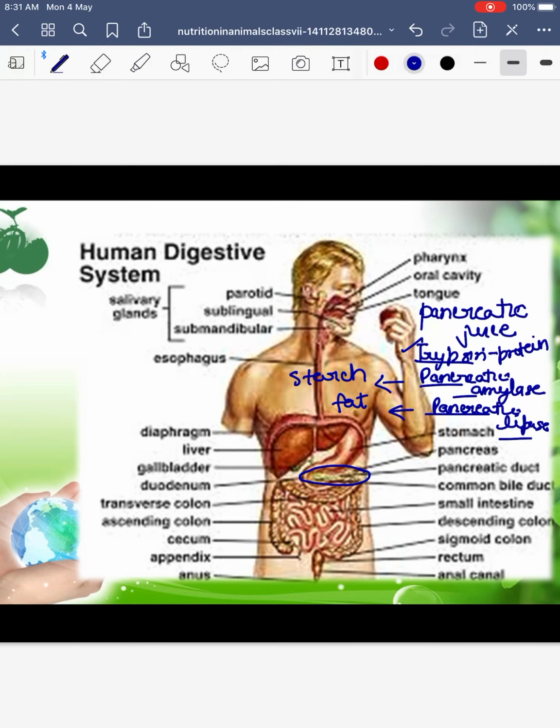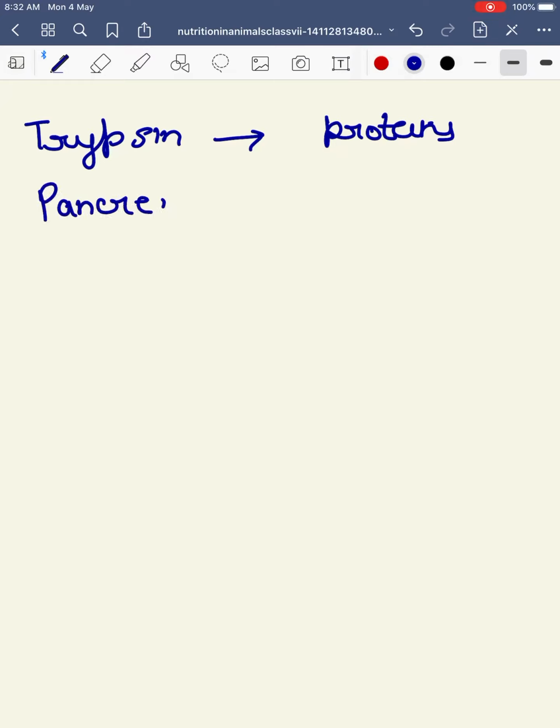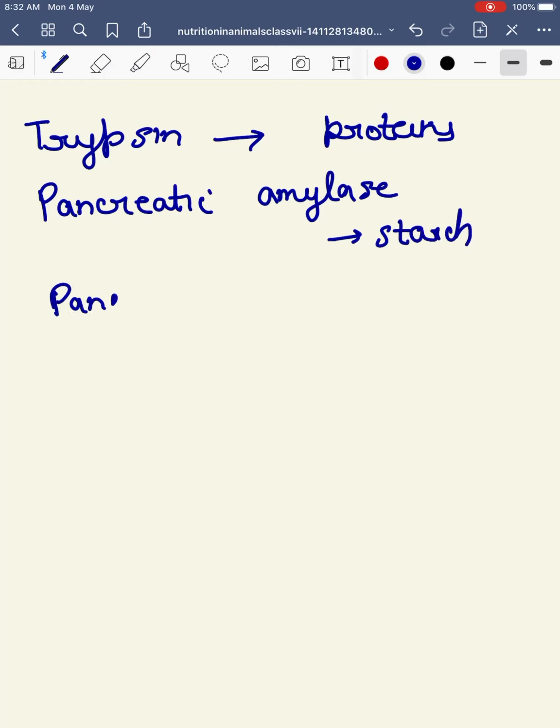Okay, so pancreas secretes three important enzymes. What are they? Let me write that again. The first one was trypsin, which digests proteins. The next one was pancreatic amylase, which digests starch. And the last one was pancreatic lipase, which digests fats.